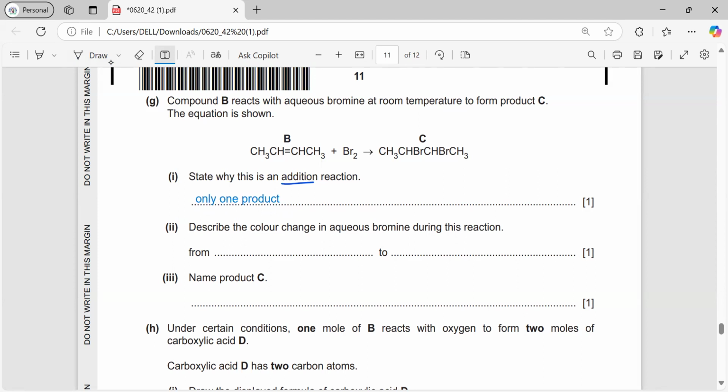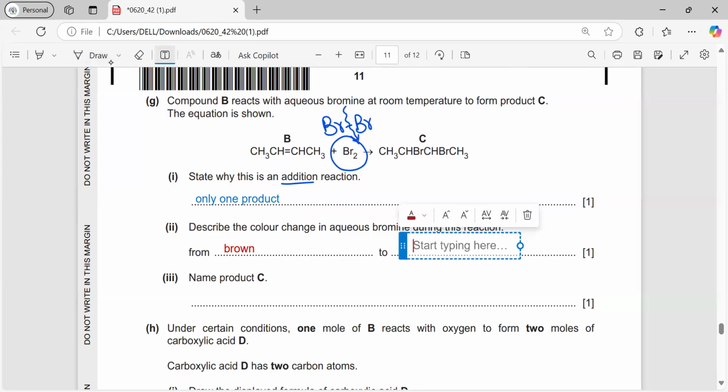Describe the color change in aqueous bromine during this reaction. Now, aqueous bromine is brown in color. And when any alkene reacts with it, the brown color, which is because of the bromine molecule, fades out when the bromine molecule breaks. So it becomes brown to colorless.